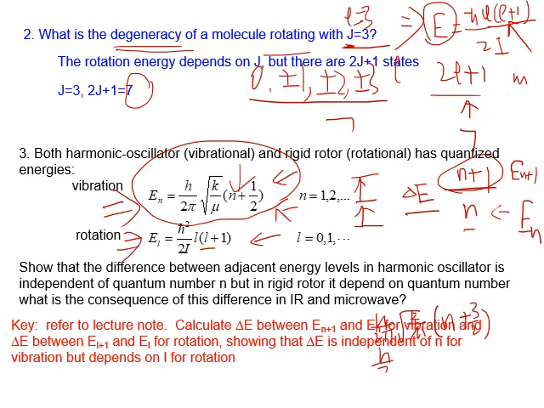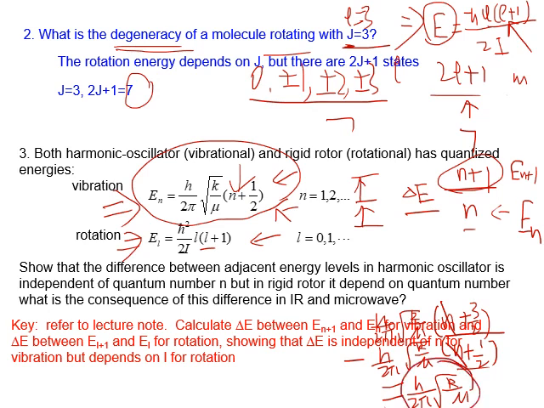So h divided by 2 pi square root k over mu times n plus half. So use E(n+1) minus E(n), with h divided by 2 pi square root k over mu, and they all have this, so you factor out, and then use n plus 3 over 2 minus n plus half. So n cancels, and 3 over 2 minus half is 1. And so that's the answer.